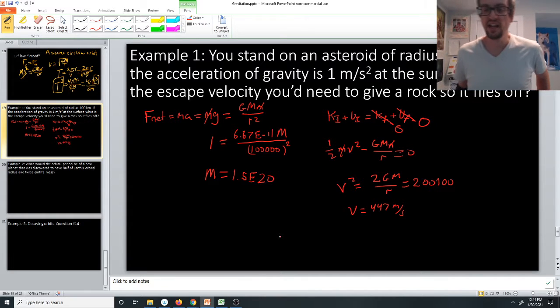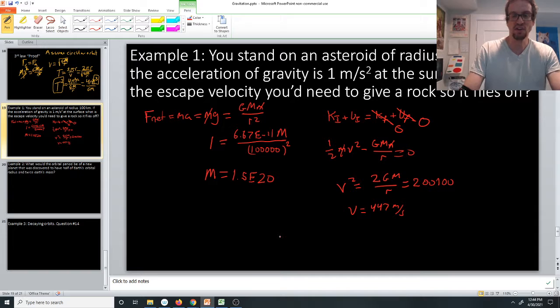So that's still pretty fast, but this is the kind of velocity that you could maybe reach if you could shoot a gun, which you can't actually do because of combustion, on another planet or something like that. But this is a totally, you shoot a bullet and it's never coming back down type of situation. Okay.